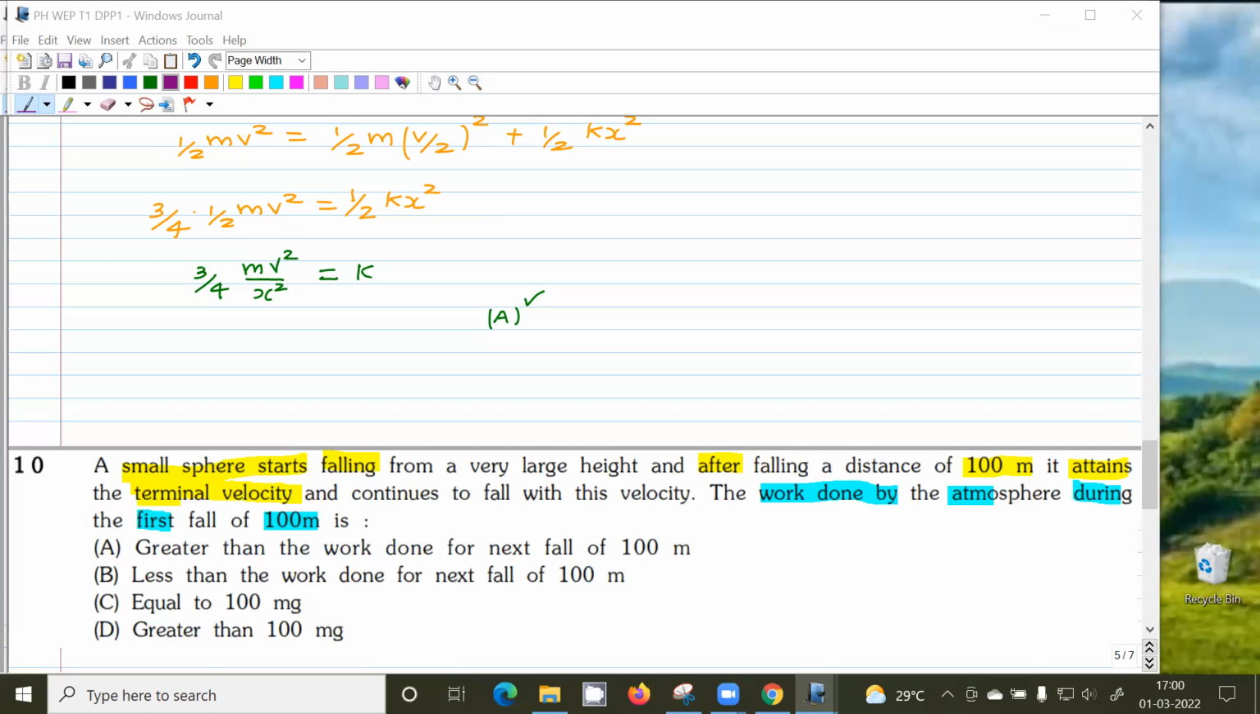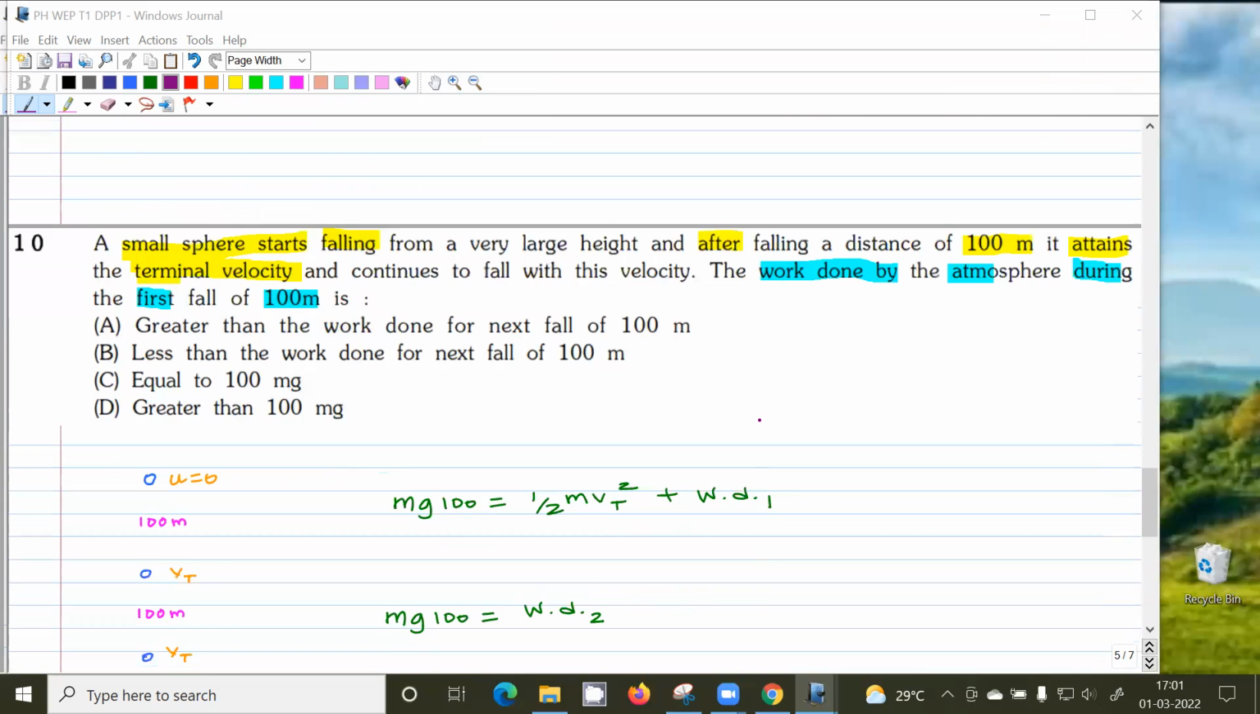Okay. Yes, sir. The work done by the atmosphere. Greater than 100 mg. No. Option B.